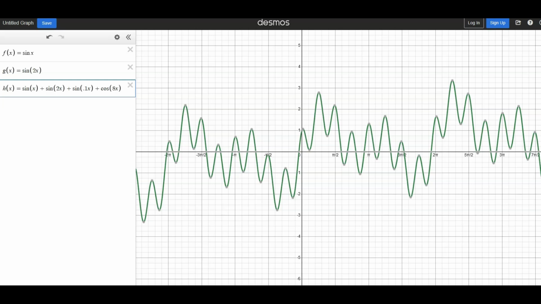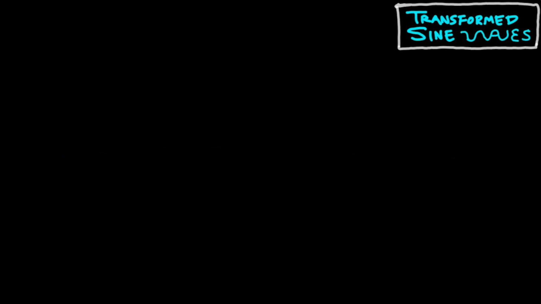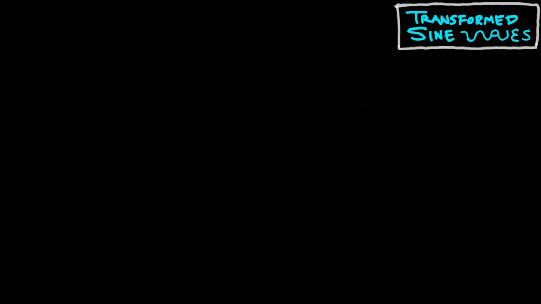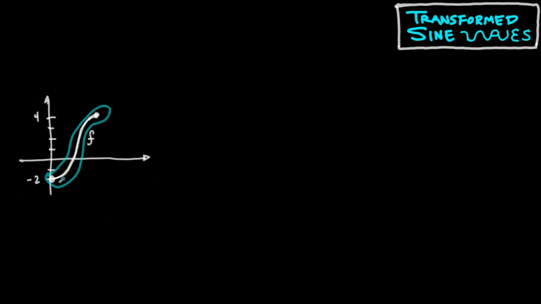So let me jump back to the blackboard. I feel like I'm back home. Well, to understand what comes next, we are going to need to review some basic coordinate geometry from chapter 6 in Pre-Calculus Made Difficult. So let's begin by supposing that we have the graph of some function f, or in other words, our graph is the graph of the equation y equals f of x.